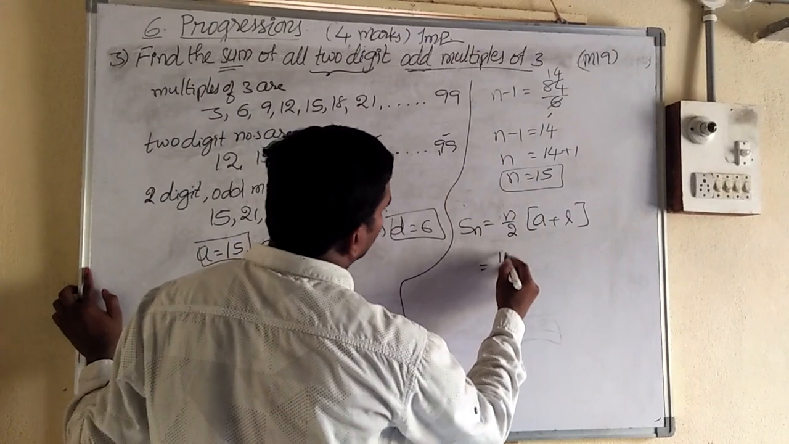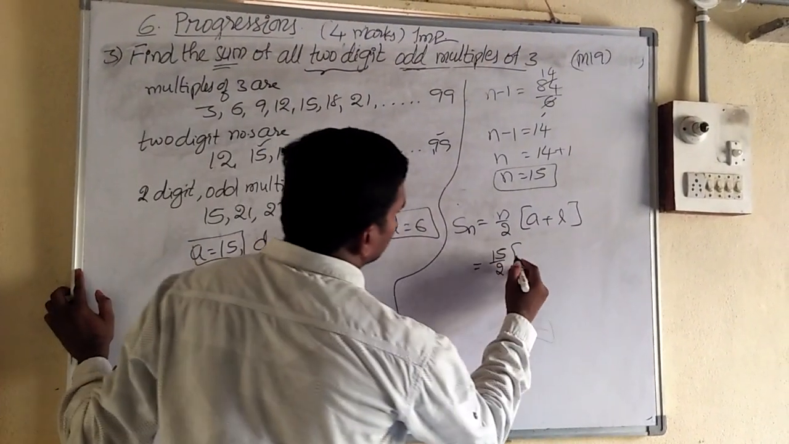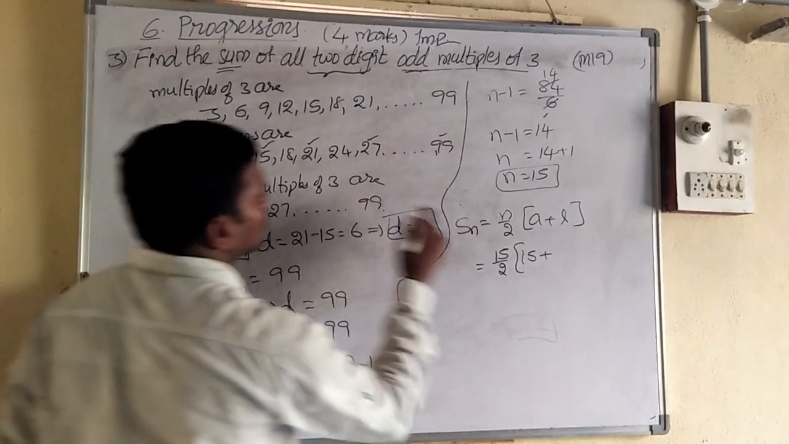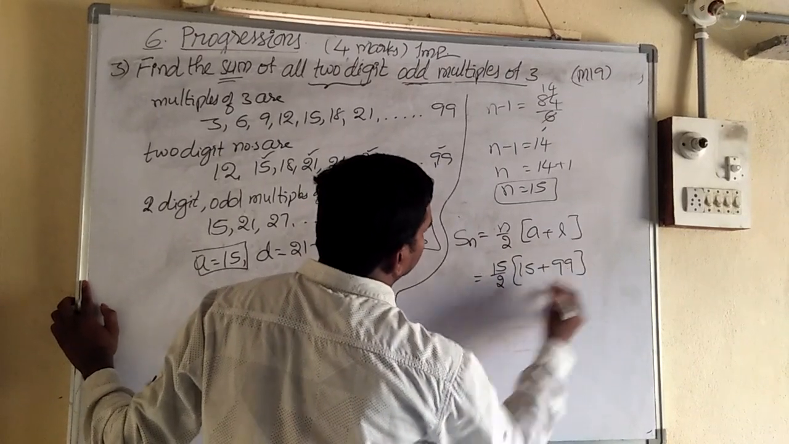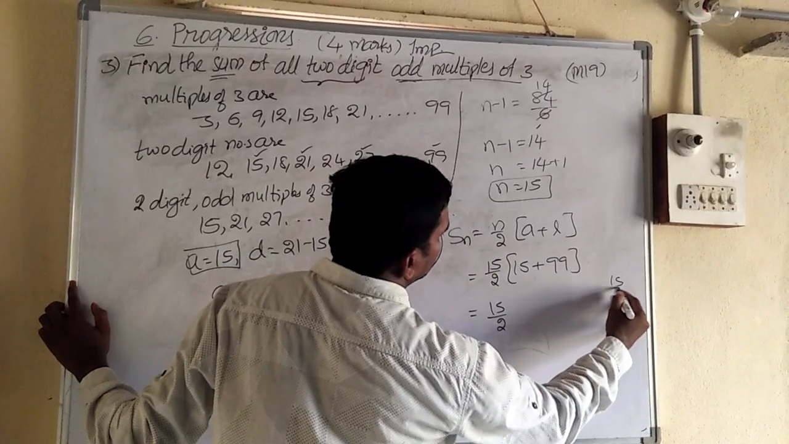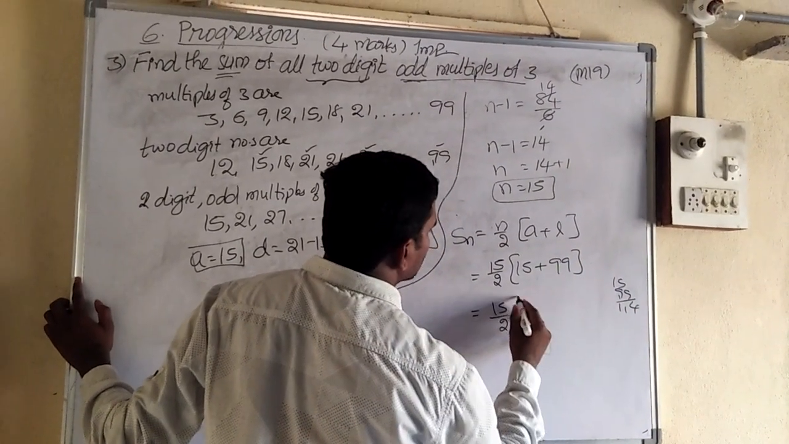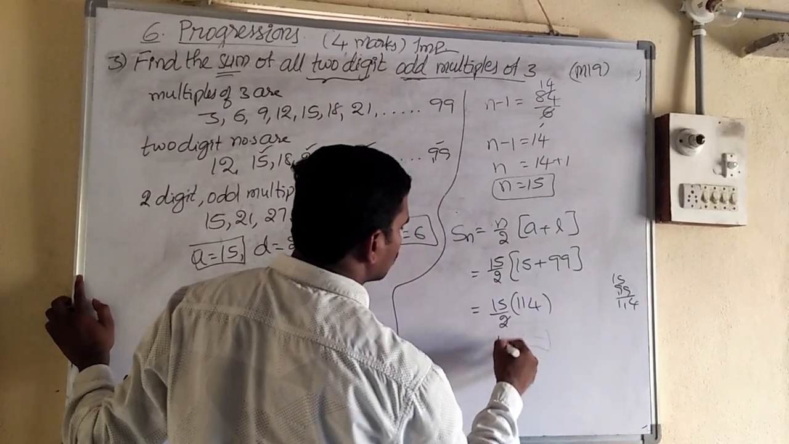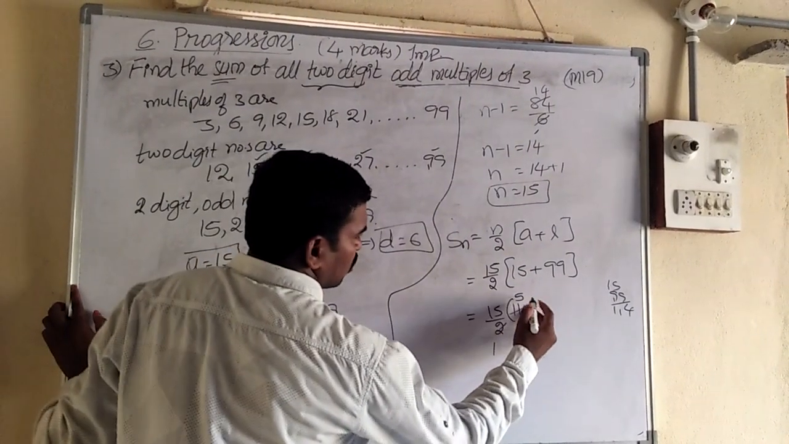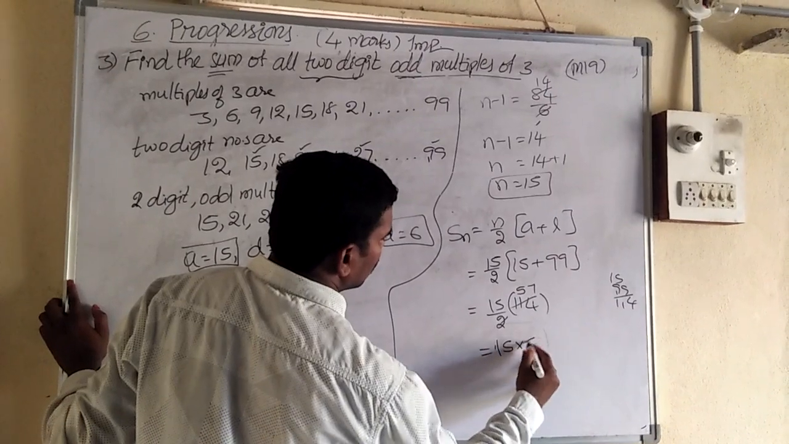n means 15. 15 by 2 into a, the first term, 15, next plus l. l means last term, 99. So 15 by 2 into 15 plus 99, how much? 114. So into 114. Now cancel. 2 1s are 2, 2 57s are 114. So 15 into 57.